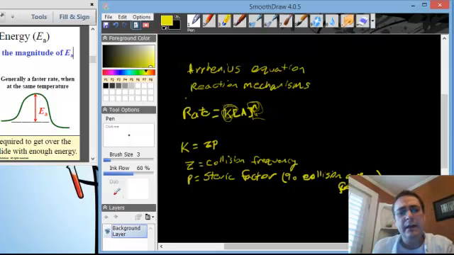And you can see that if you imagine what's happening here is particles are colliding, and the percentage of particles that collide with enough force to get over this hill, over this activation energy, and make it to the other side, those are the ones that are effectively changing into products, right?